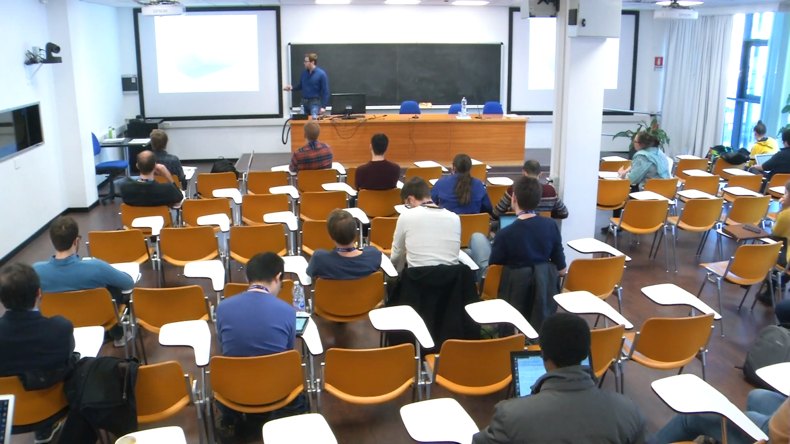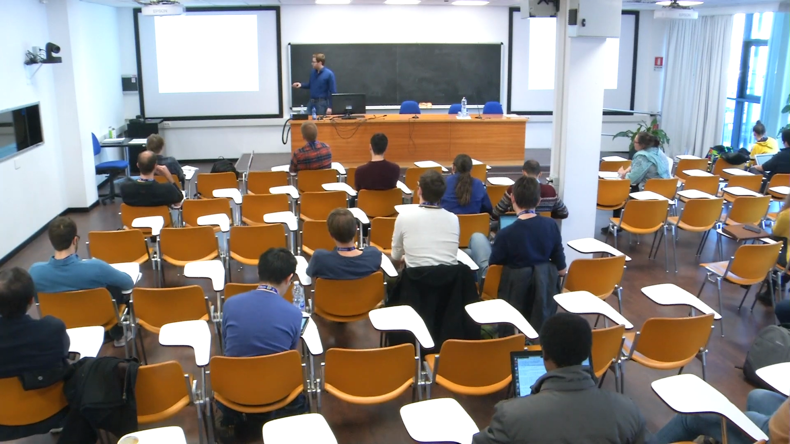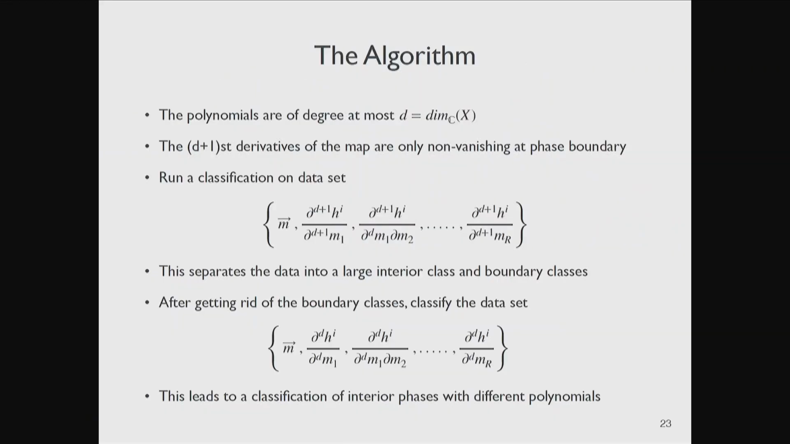And so then you get rid of the boundary classes. So in this picture, you throw out the red lines, and then you run an additional classification on not the d plus first derivatives, but the d-th derivatives, which are then the leading order of the polynomial, basically. And this is different in every phase. So you run a second classification on the m's and the d-th derivatives. And this then classifies the different polynomial phases from each other.